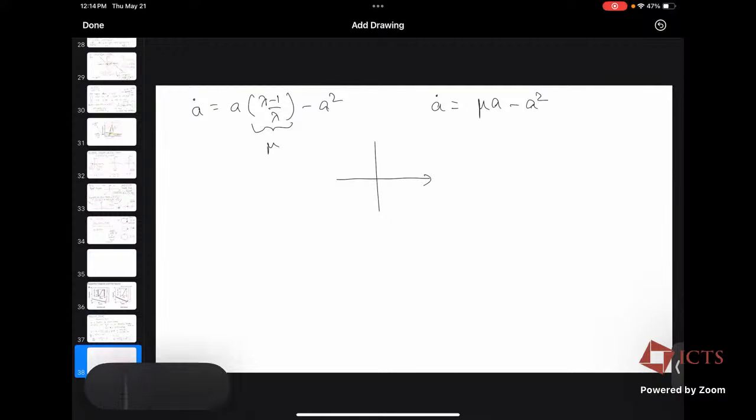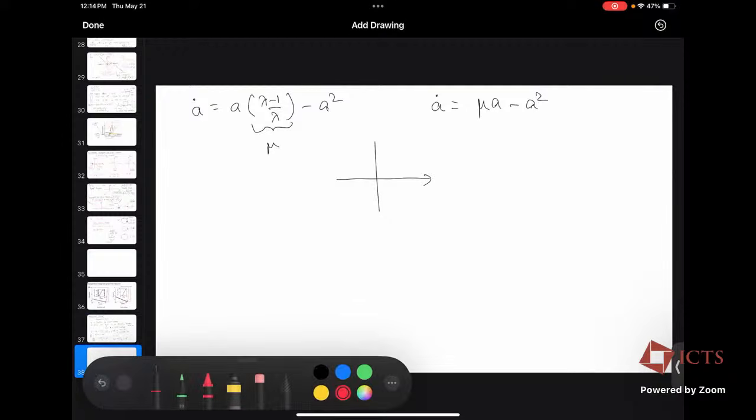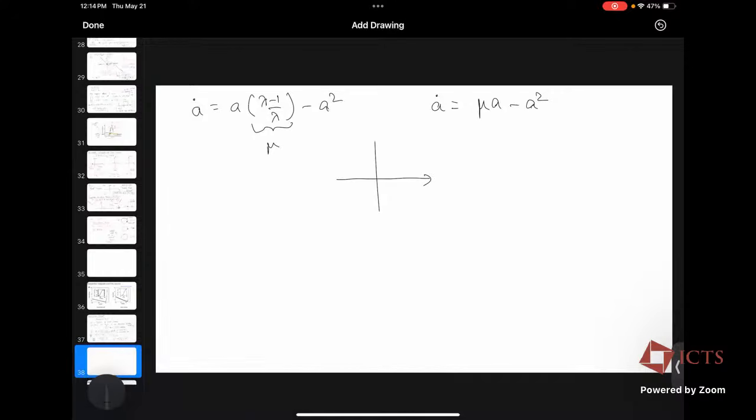So what you get in this picture? Let's do that again. This is again looking at A dot versus A. We can once again think of the different regimes. Let's think of mu less than 0, and mu greater than 0. Intuitively, this basically corresponds to lambda less than 1 or lambda more than 1.